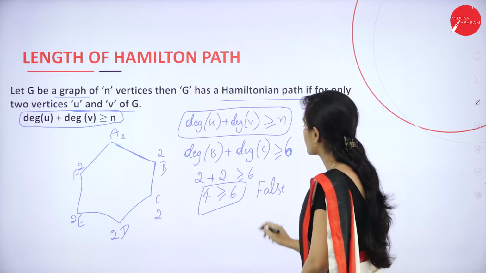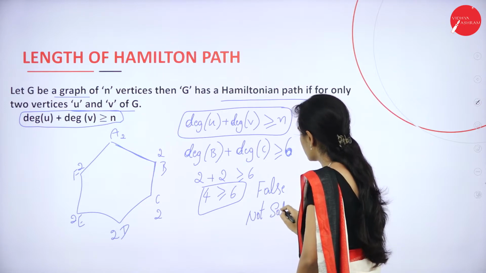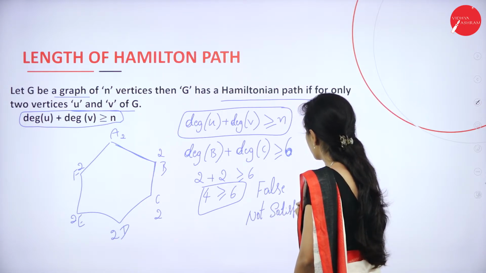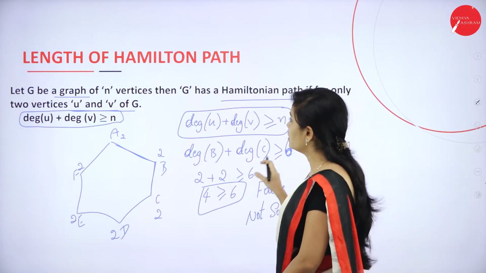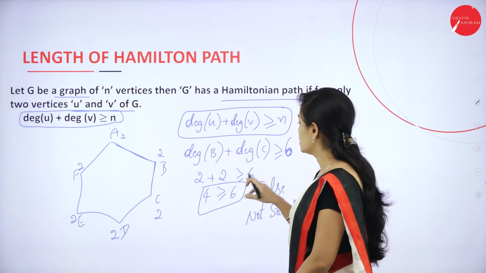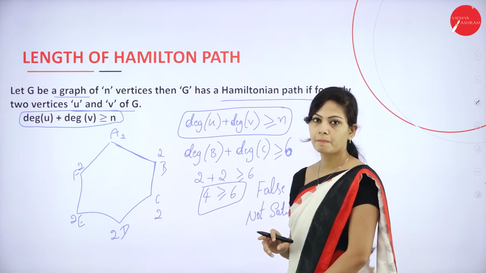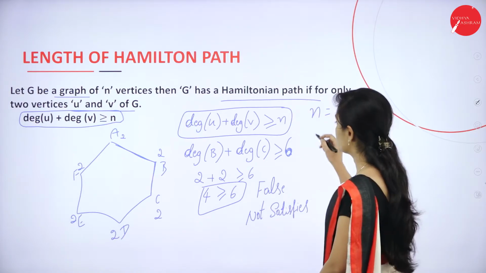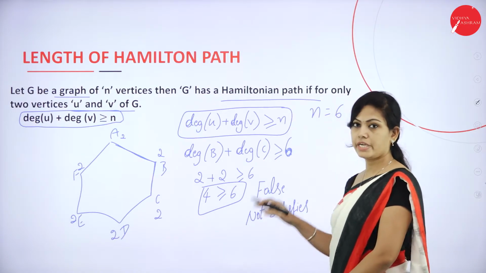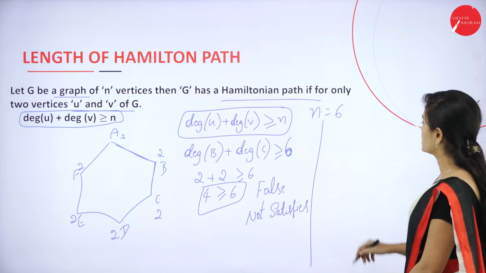So now it's not satisfied. It does not satisfy the Hamiltonian path because the condition is false. So Hamiltonian path does not exist. So this condition is not satisfied for a Hamiltonian path. So now again I'll take one more example.